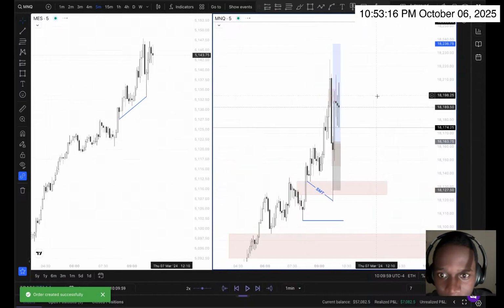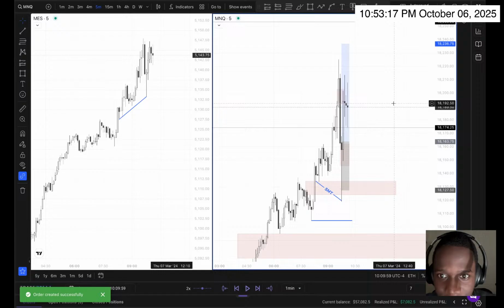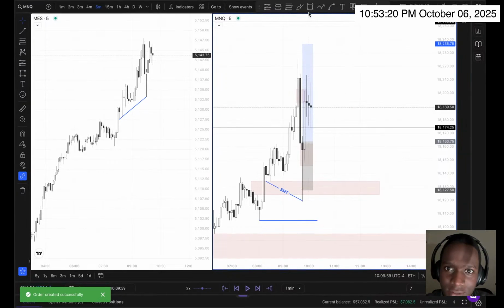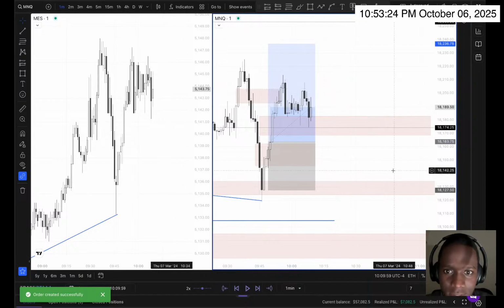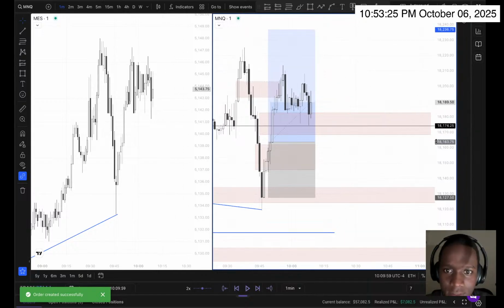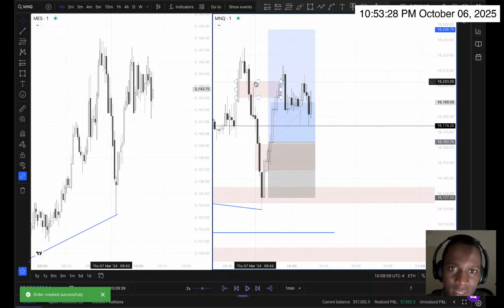Okay, now I'm gonna go up on the 5. It's a retracement inside of some cool gaps, but no inversions being formed yet, so we just sit and wait.